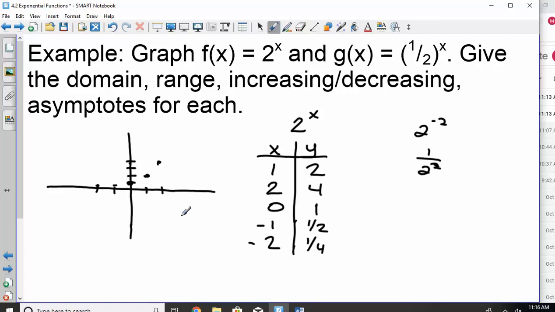Can you tell what's going on now? Will you ever do 2 to a power and get 0 for an answer? No. So what happens is the graph looks like this. The x-axis is a horizontal asymptote. We're getting close to it, but not actually hitting that value. Questions?